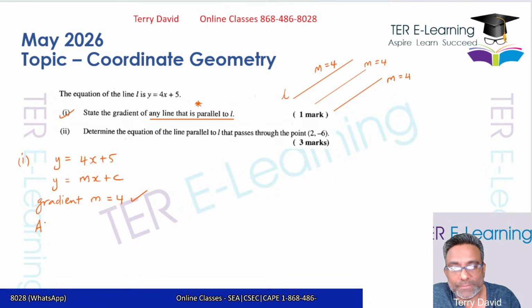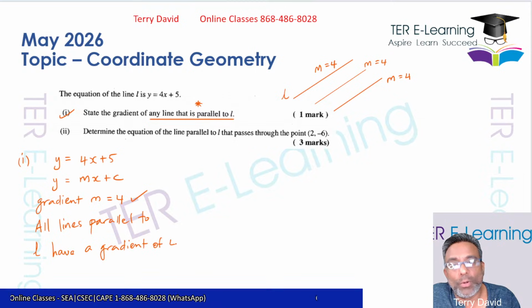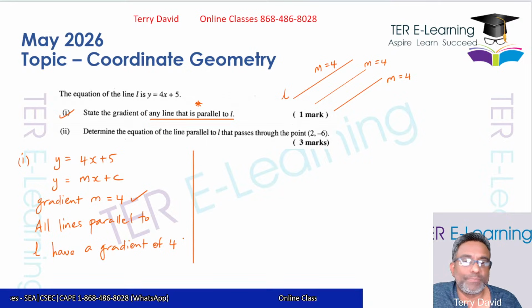All lines parallel to L have a gradient of 4. Okay, so parallel lines have the same gradient. That's something we need to know.